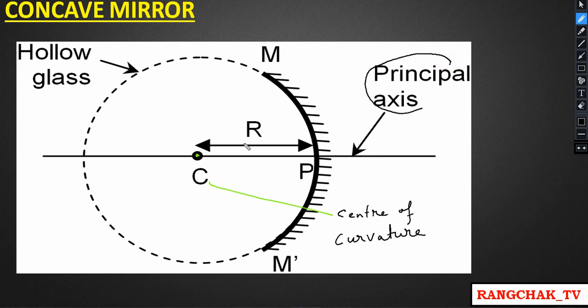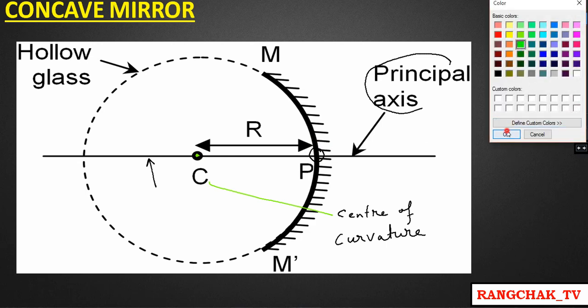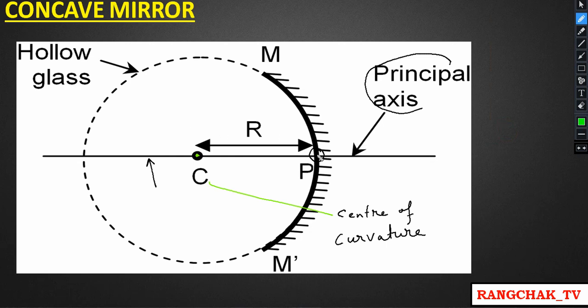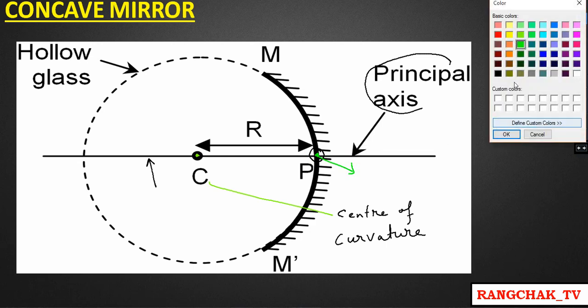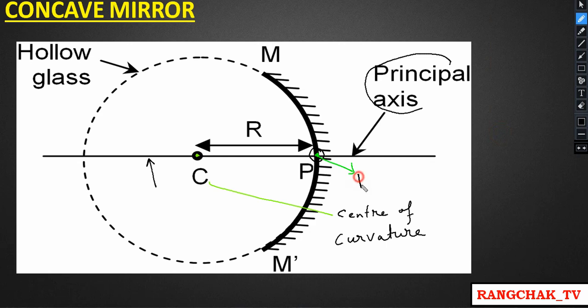This straight line through the center is the principal axis. The principal axis intersects the spherical mirror at a point, and that point is called the pole. P-O-L-E, pole.